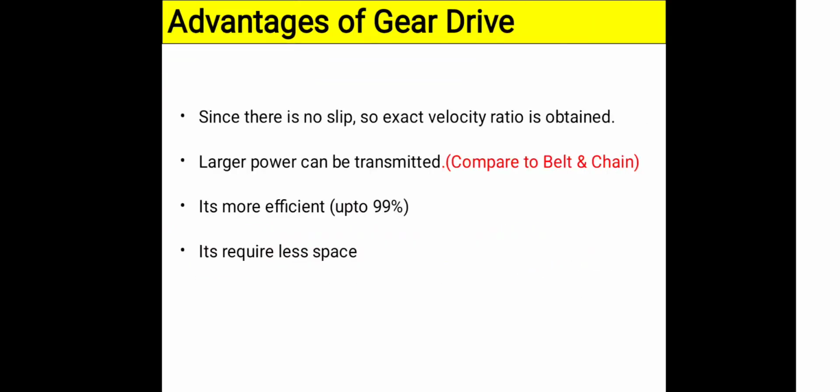Advantages of the gear train: there is no slip in gear drives, and it transmits the exact velocity ratio. Large power can be transmitted compared to belt drive or chain drive. Its efficiency is up to 99%. It can transmit power in very little space. For example, in clocks and watches, in very close places we can transmit the power from one shaft to another shaft.